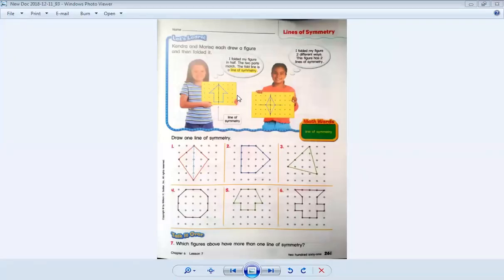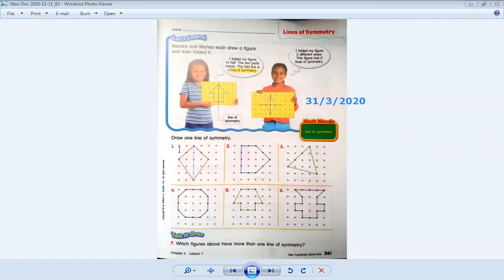Let's answer page 261, and don't forget to write the date. Let's write the date. Today is 31st of March 2020. Okay, all of you write the date.